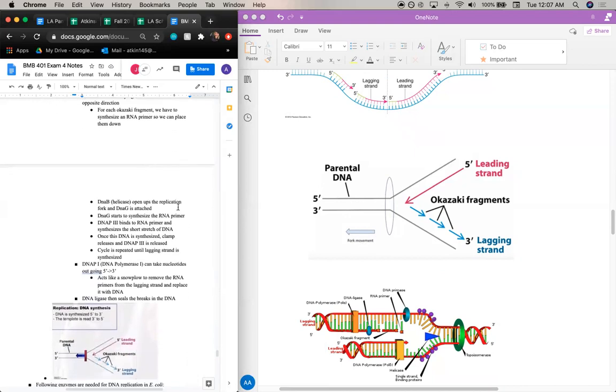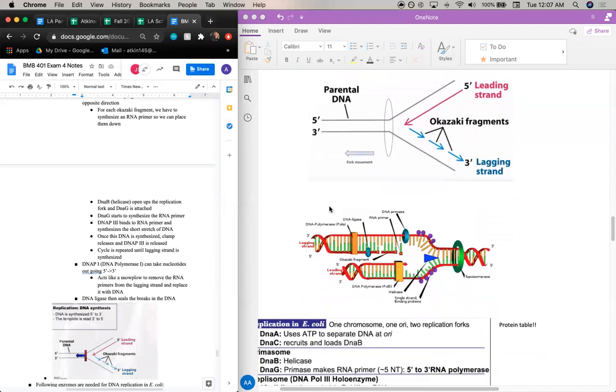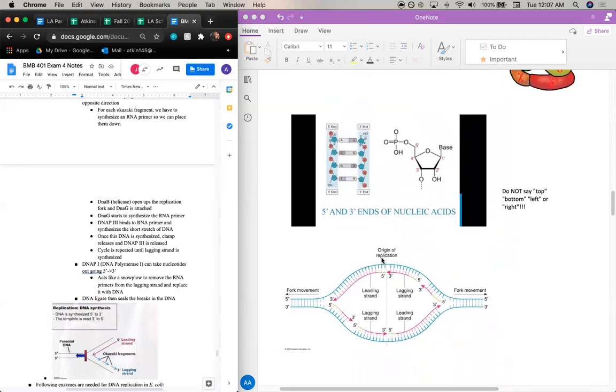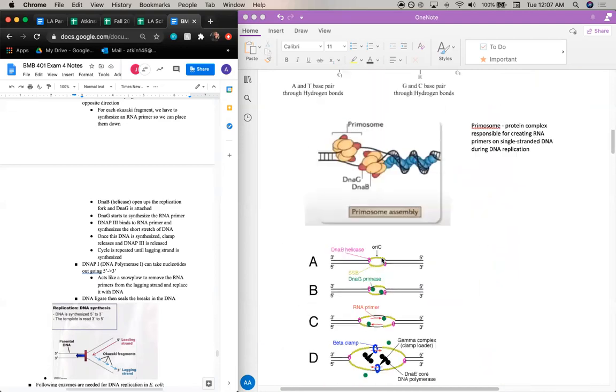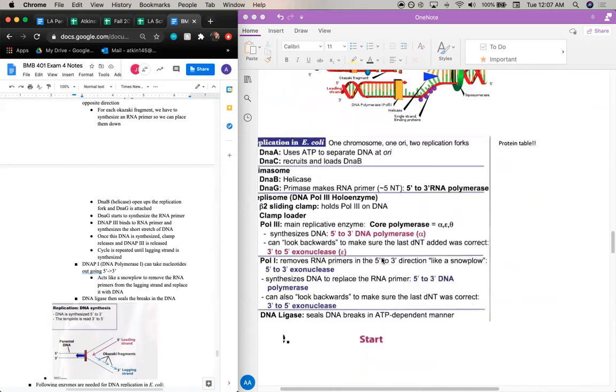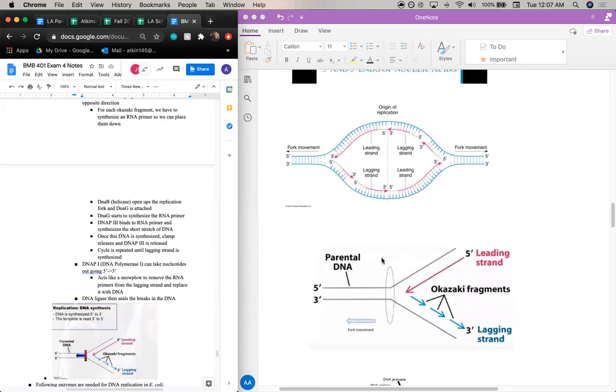So just like before, DNA B, which is DNA helicase, is going to open up the replication fork, and DNA G is attached. And I kind of have a summary image down here. We see eventually an Okazaki fragment here. Of course, I don't have the right pictures to show everything. Whatever, we'll just keep going.